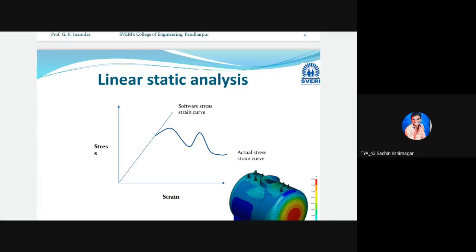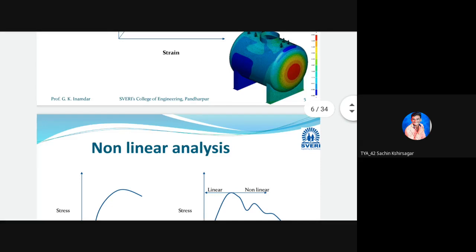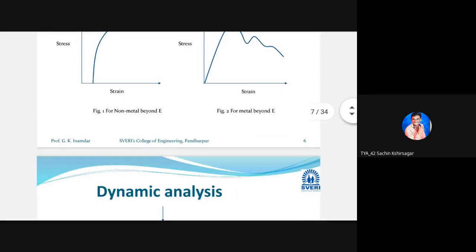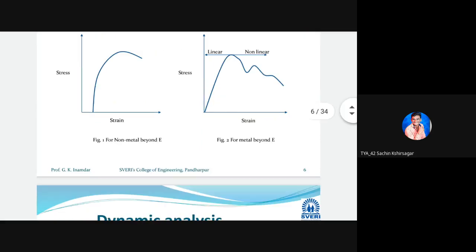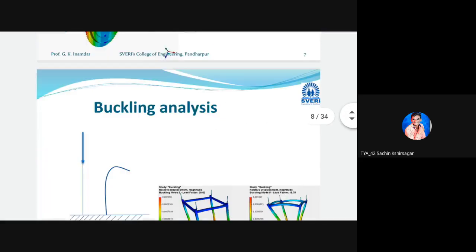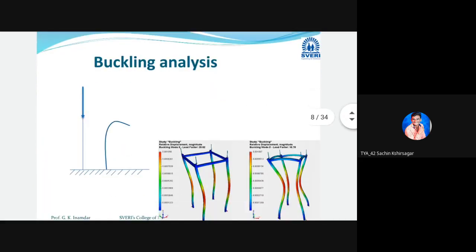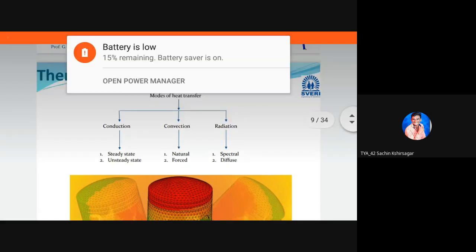So linear static analysis, this type of analysis is available. Non-linear analysis, the different stress-strain curves, what the application is, and what the difference is between the manual curve and the software curve, we will see in the next lecture. What are the types of dynamic analysis? We will see that in the next lecture. Buckling analysis, thermal analysis, different types of thermal analysis: conduction, convection, radiation.